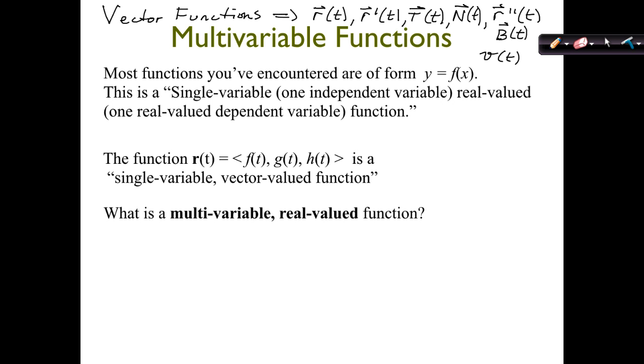So what would be a multivariable real valued function? What would that be like? Colin? F of x and y. Okay, yeah, exactly. So you have more than one independent variable, like you said, f of x and y. And what might that equal then? What's that going to give you? A vector? Or a scalar? If it's real valued, that determines what you're going to get. You're going to get a scalar. So the example here is z is f of x, y. Z is a function of x and y.